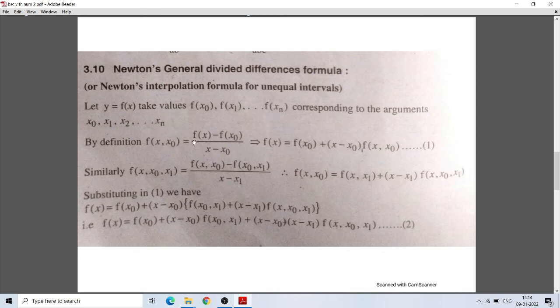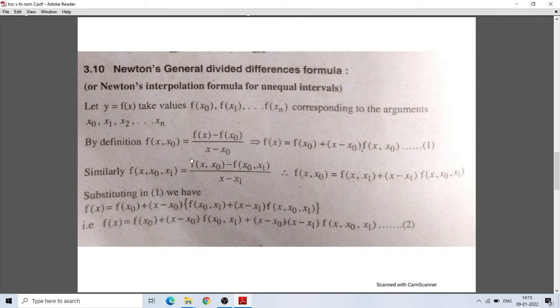The same formula we can write in this form, writing in terms of f of x: f of x, x naught is multiplied by x minus x naught, and minus f of x, taking left hand side, shift, you will get plus f of x naught. This is the first. Second, similarly, f of x, x naught, x1 is f of x, x naught minus f of x naught, x1 divided by x minus x1.